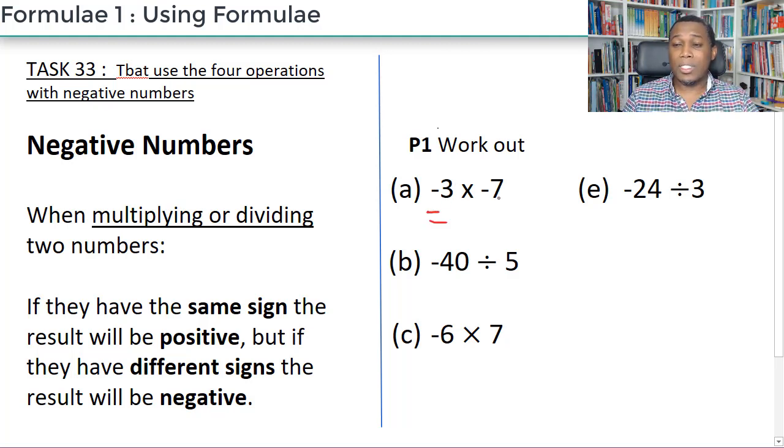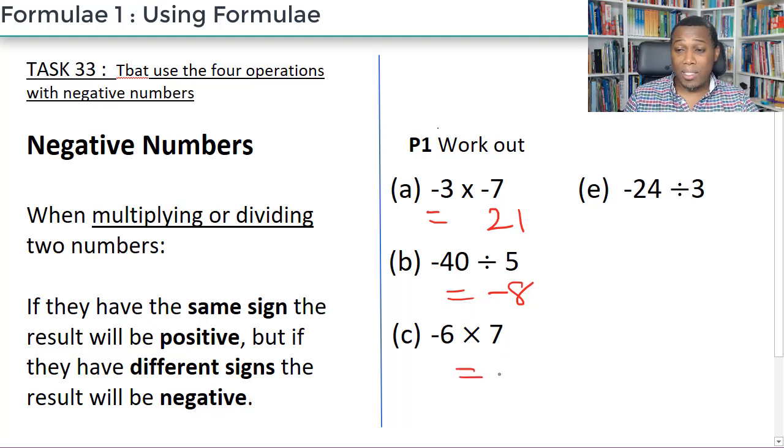I'll work out 7 times 3 is 21. The signs are the same, so the answer is going to be positive. It's going to stay as 21. For B, what's 40 divided by 5? The answer is 8. Are the signs the same? No. And if the signs are different, then the answer has to be negative. So the answer for B is negative 8.